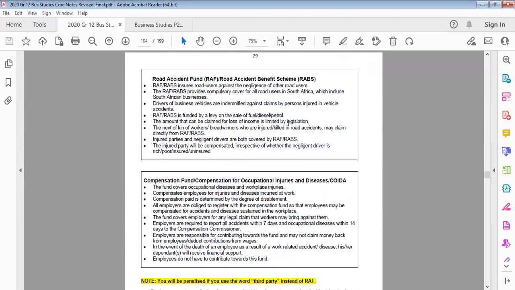Okay, RABS, it's basically if you have an accident in South Africa, then this covers you, and you are paying for RABS through the petrol. Okay, RABS is funded by a levy on the sale of fuel, diesel, and petrol. The amount that can be claimed for loss of income is limited by legislation.